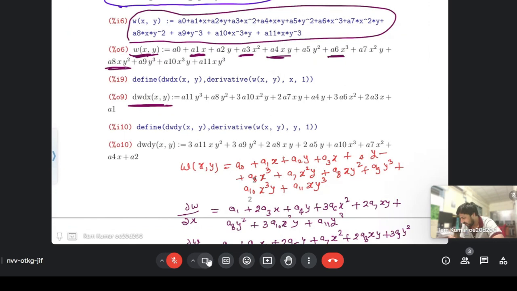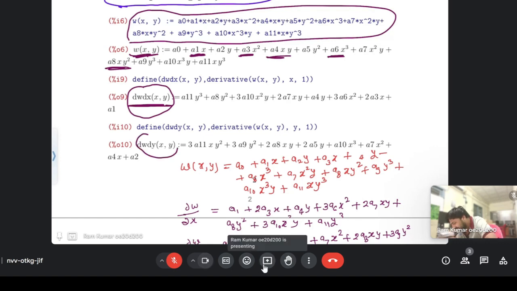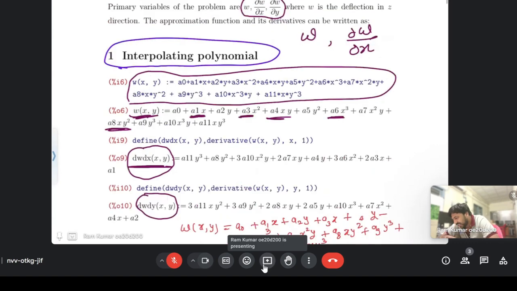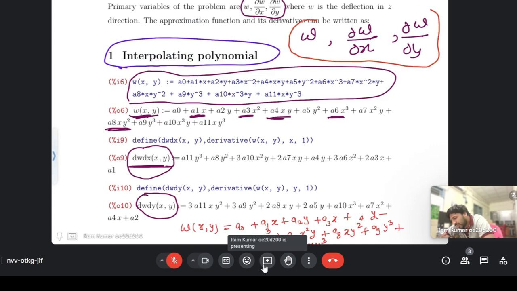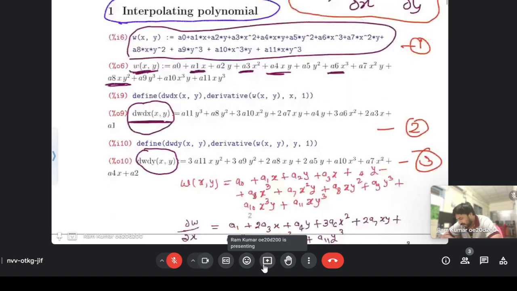So what we got is del w by del x and del w by del y. Actually, this is written, I have not seen that code. But anyway, after calculating, we got all 3 degrees of freedom: w, del w by del x, and del w by del y. First one, second one, and this is our third one. Okay, that's fine. Now what do we have to do?